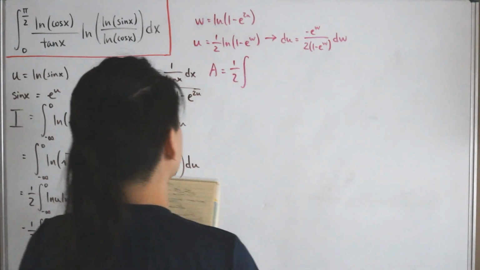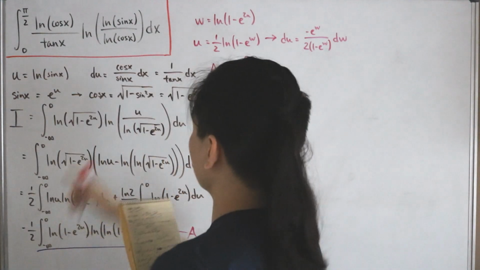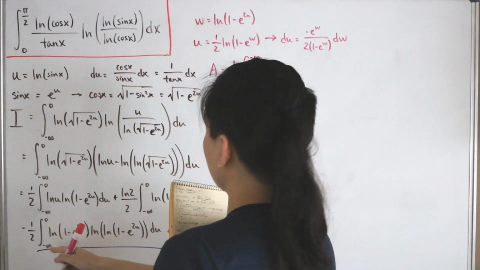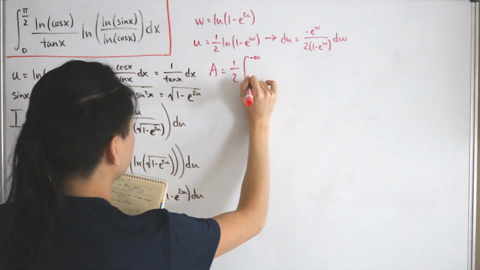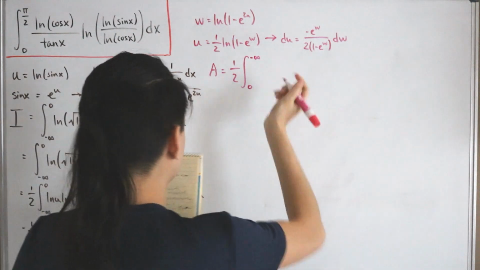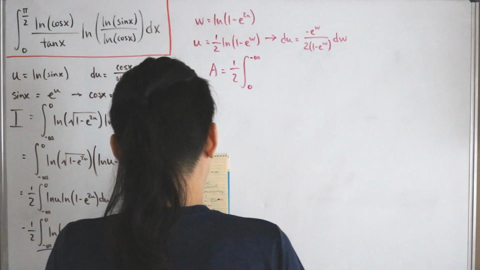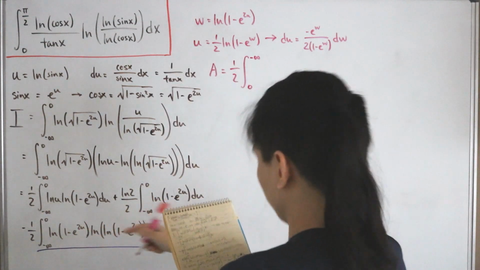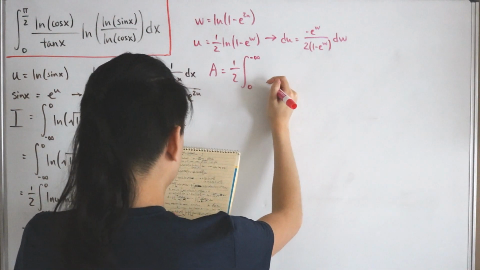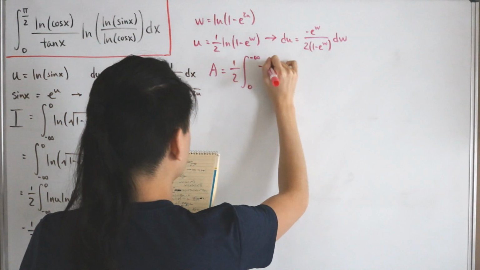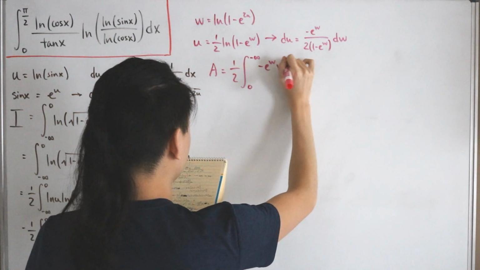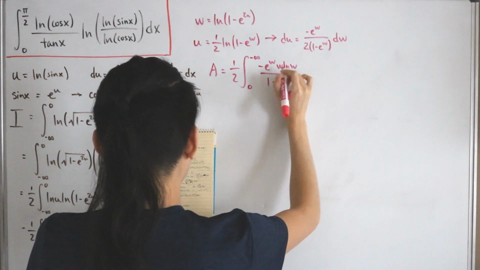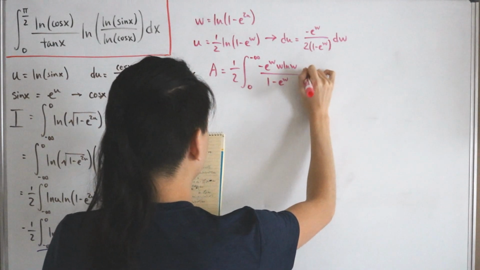Now we change our bounds. If I plug in 0 over here, that becomes negative infinity, and if I plug in negative infinity over here, that just approaches 0. So we already see that we have to change the bounds. And then if I plug in the substitution, everything in terms of w, we'll now have negative e to the power w, then times w times ln of w, divided by 1 subtract e to the power w, dw.